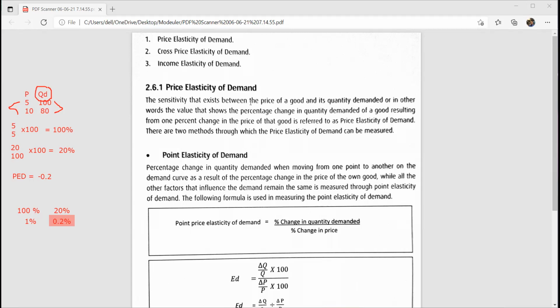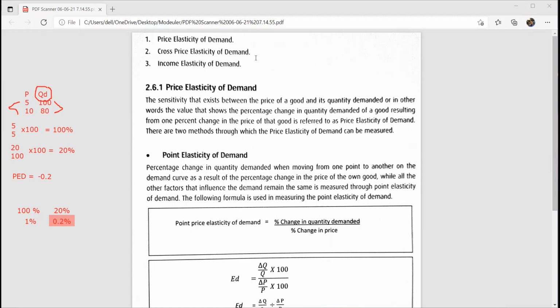So it says the sensitivity that exists between price of a good and its quantity demanded, or in other words, the value that shows the percentage change in quantity demanded of a good resulting from 1% change in price of a good is referred to as the price elasticity of demand. So we look at the responsiveness of percentage change in quantity demand due to the percentage change in price. It is called price elasticity of demand.